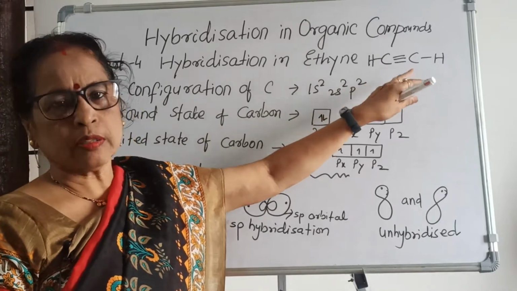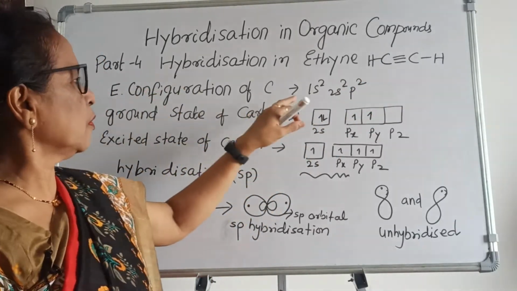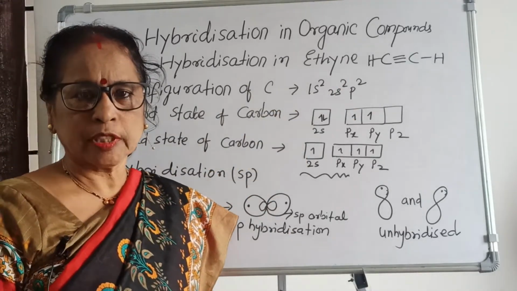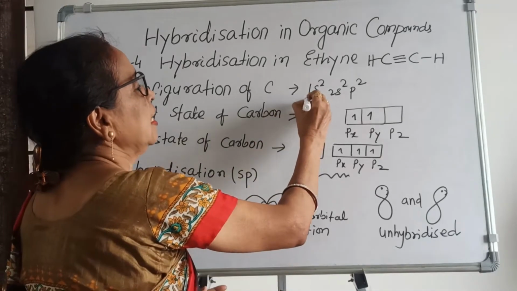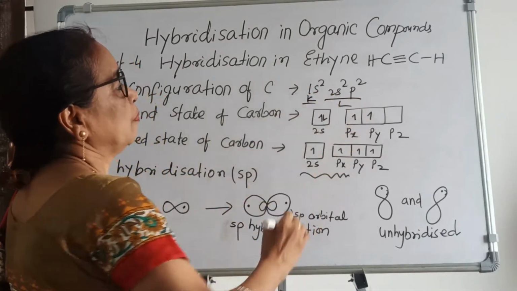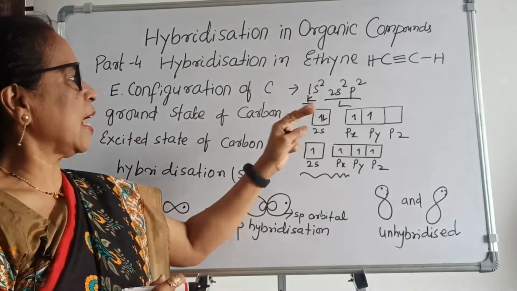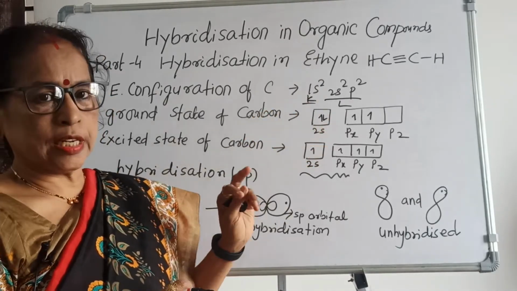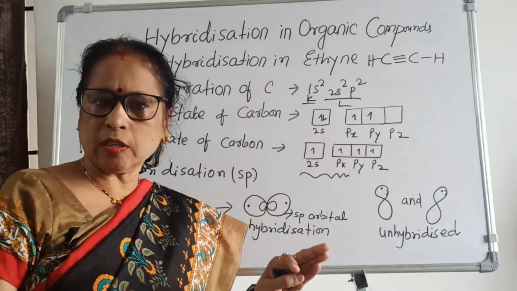CH triple bond CH. Now what is the electronic configuration of carbon? 1s2 2s2 2p2, the ground state of carbon. Here it is the K shell and it is the L shell. In the K shell there are 2 electrons, and the L shell, the outermost shell, contains 4 electrons. Out of the 4 electrons, 2s contains 2 electrons and the p orbital contains 2 electrons.